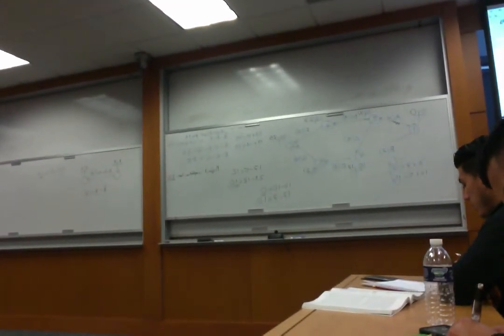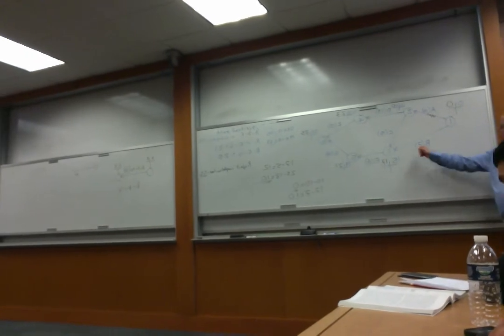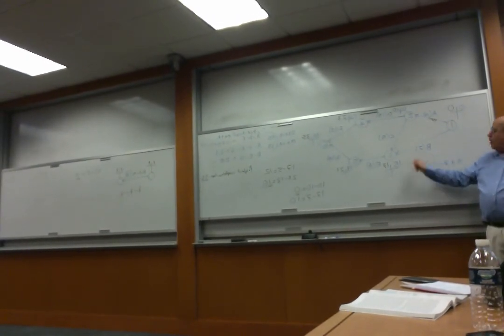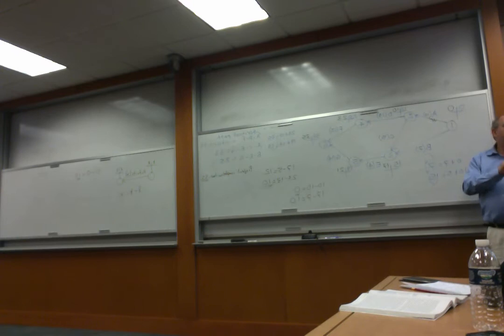Let's repeat. We're going to repeat it for each activity. Is B on the critical path? No. First of all, remember what all conditions must be true.